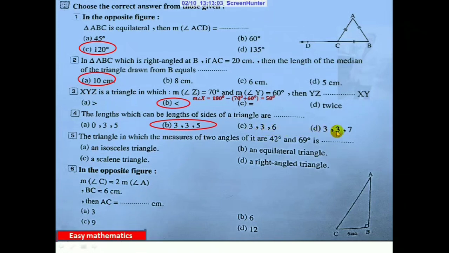3 plus 3 equals 6, which is less than the third side 7, so it can't be. Okay, the right answer here will be letter B only.